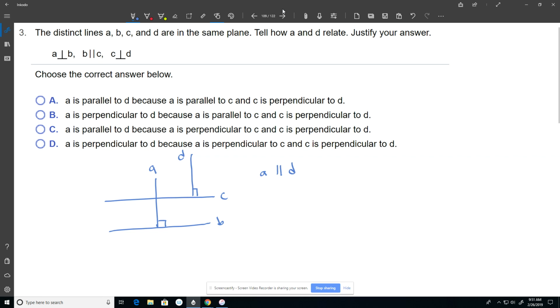So A says A is parallel to D because A is parallel to C. Well, looking at the picture, A and C are not parallel. So it's not A. B says A is perpendicular to D. We already know that one's not true. C says A is parallel to D because A is perpendicular to C. So A and C are perpendicular. That's true. And C is perpendicular to D, which is true. So that would be your answer, C.